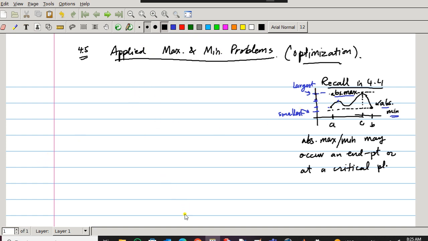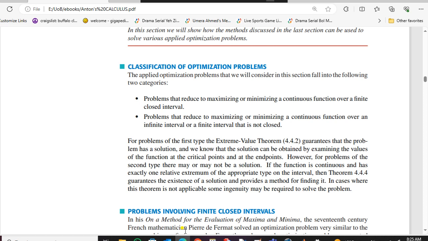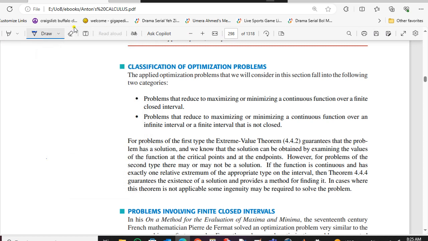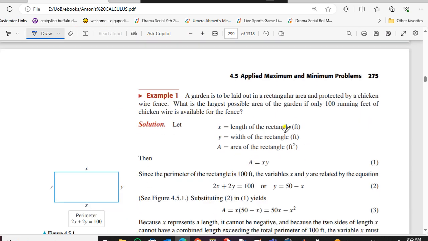So the first type of questions here is when you have to find maxima minima over a closed interval. Here, see, over a closed interval. So we will do that. Then we will go on to infinite or not closed intervals. So let's start with a simple example.